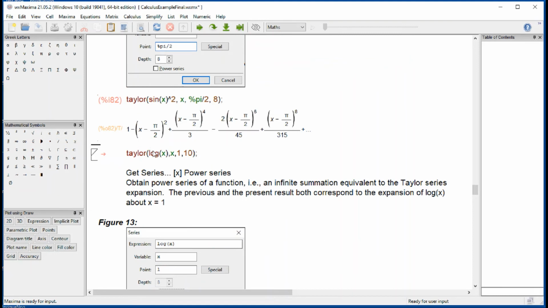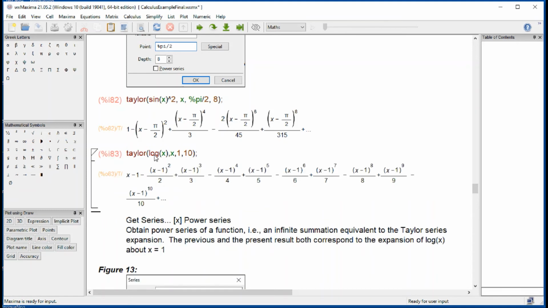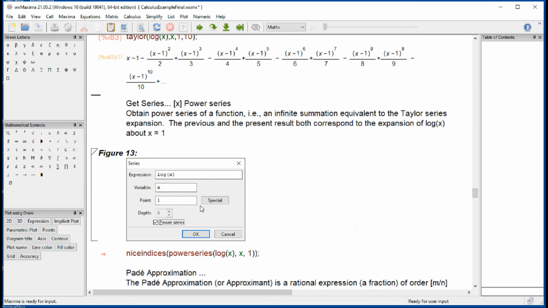You can type it instead of going through the form. For example, the Taylor series for log of x around 1 with power series 10 will give me that. Now in the options, you can select power series, and what it does is it tries to give you an infinite sum. And so let me, well, you know how to do it here.